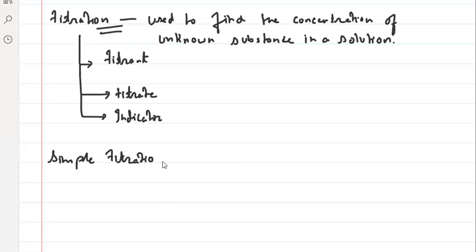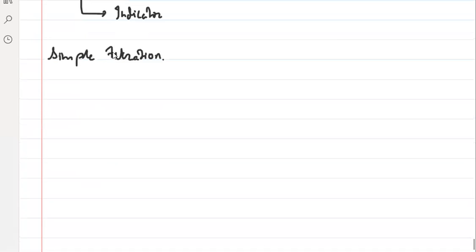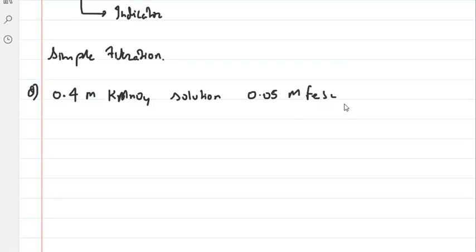Now, even if I don't mention the word titration, you can solve the problem. Now think about this. The question is this: 0.4 molar KMnO4 solution reacts completely with 0.04 molar FeSO4 under acidic condition.